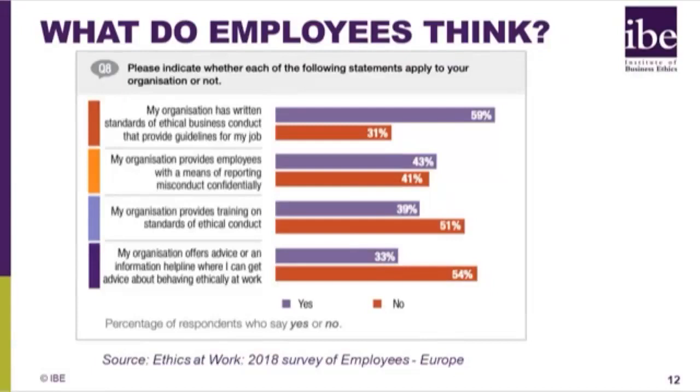So in the evolution of the codes of ethics that we have seen since 1995, there's also an evolution of the ethics program and the other supporting tools. And as you can see from this slide, there's still a bit of room for improvement because 59% of employees are aware that the company offers a code of ethics. But when you look at the other indicators of the other tools or building blocks of an ethics program, they're not as widely known and recognized by employees as the code of ethics.